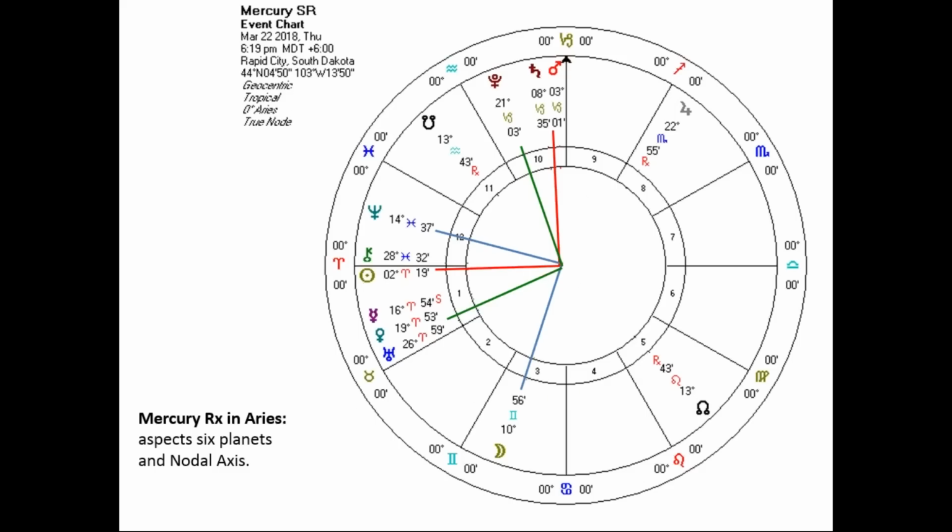Here's a chart for Mercury turning stationary retrograde. As I teach so many webinars all over planet Earth, I don't put a chart to a specific city. I like to use 0 degrees Aries when I use generic charts, so we see the planets in their natural houses that relate to the sign. Here's what's interesting about this Mercury retrograde. It's going to aspect 6 planets and the nodal axis.